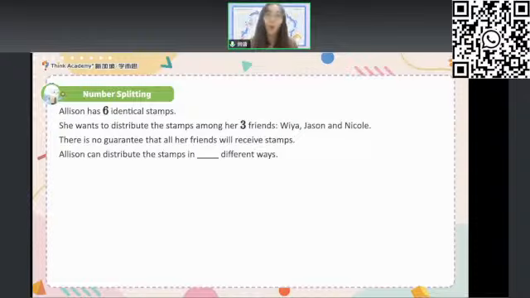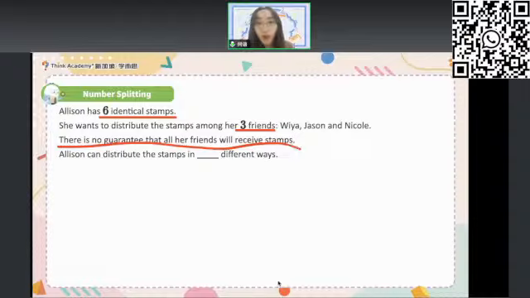Why? Look, 6 identical stamps and 3 friends. Can we say that, okay, Ria, Jason, Nicole, all of them are the same person? Are they identical? No, right? In this way, you have to consider how you distribute these stamps. And also there is another important information, that is there is no guarantee that all her friends will receive stamps. That means actually the smallest number should be 0.